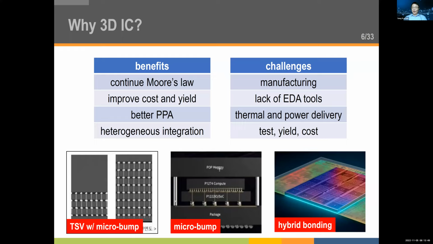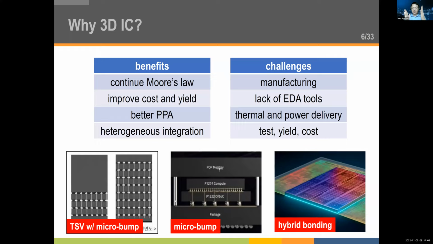Better PPA. People started reporting that 3D IC, compared to 2D, is smaller, wire lengths are shorter, latency improves, and power consumption reduces because of smaller gates, fewer buffers, and smaller wire capacitance.